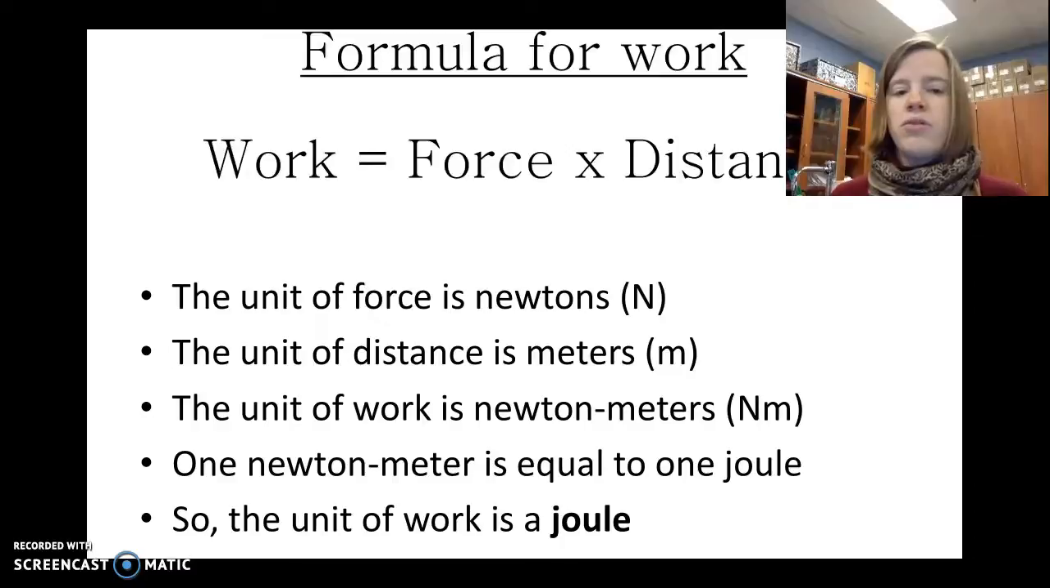The unit for force is newtons. Okay. The unit for distance is meters. When we're talking about scientific things, we're talking about meters. The unit of work is newton meters. So because we're multiplying force times distance, it's newtons times meters, it's N·m, newton meters. But it's also equal to 1 joule. So in order to shorten that, we can just say that the unit for work is a joule. Sometimes you'll see it as newton meter, but it's most often seen as a joule.